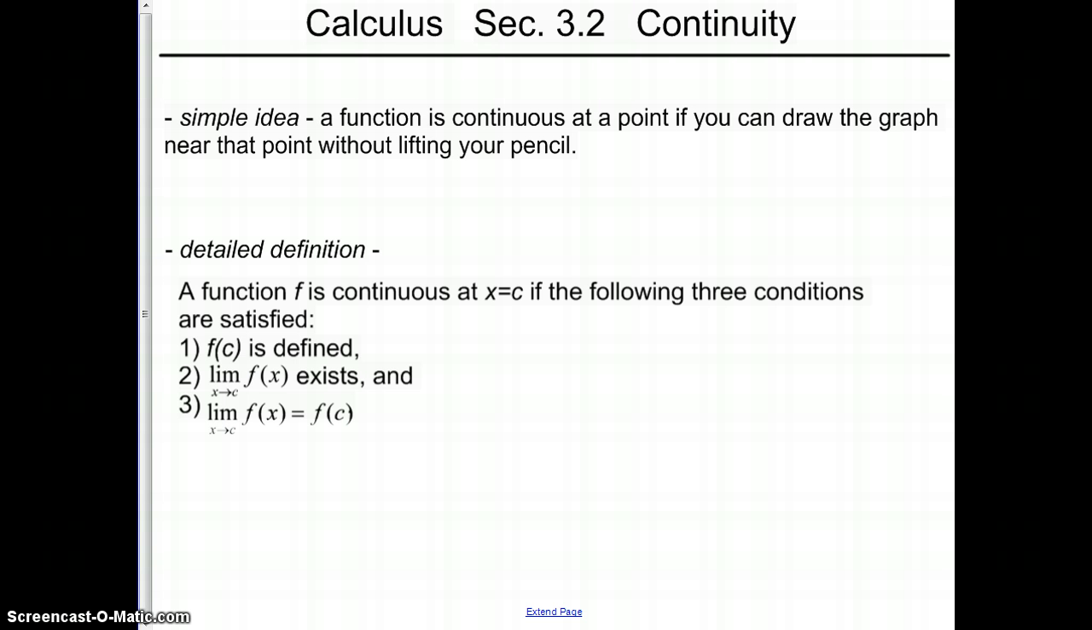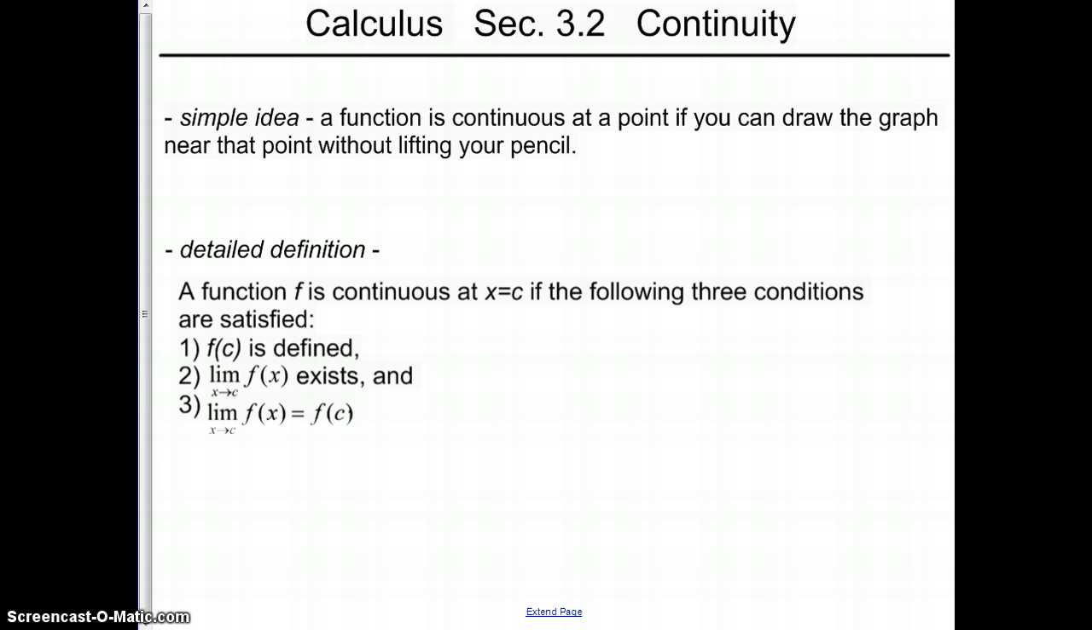The detailed definition says a function f is continuous at x equals c if you meet all three of these conditions. The first one, the function has to be defined. You plug in that x value, you're going to get a y value. The second requirement is that the limit at that x value needs to exist. The third thing is that the limit must also equal what the function was at that x value. So the limit is the same as the y value of the function at that x value. So these are the detailed things.